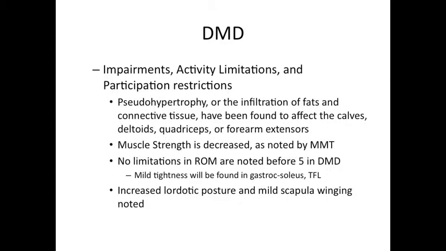There are usually no limitations in range of motion before the age of 5, but there will be mild tightness found in the gastrocnemius soleus and TFL. And there will be an increased lordotic posture with mild scapular winging noted.